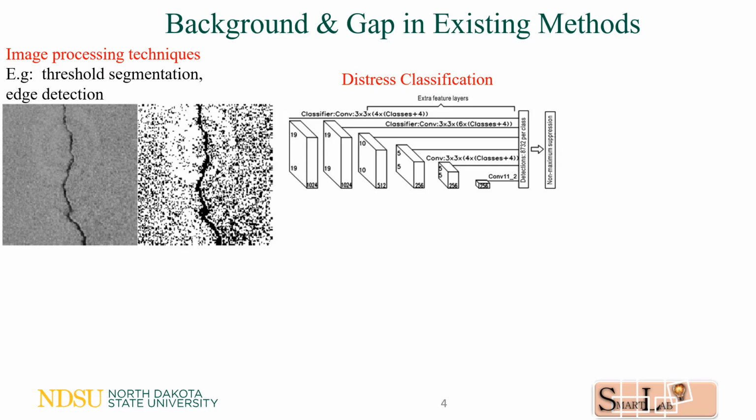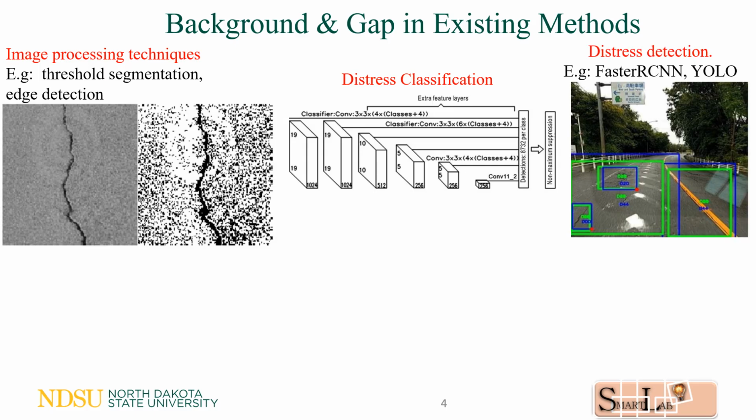To solve this problem, researchers came out with object detection algorithms. For object detection, normally the area where the distress is located is specified. So we can know exactly where the distress is located in the image, not just the whole image. We can also know the distress type and also the bounding box coordinates.